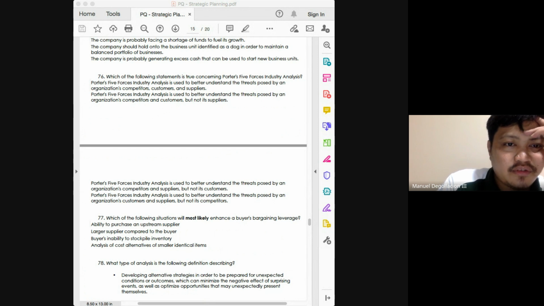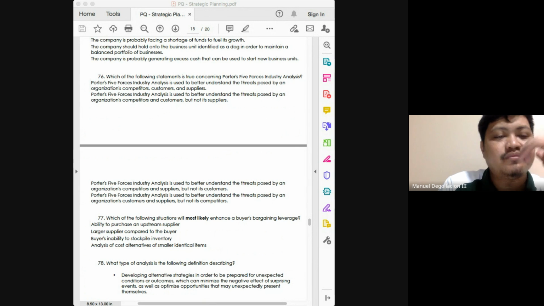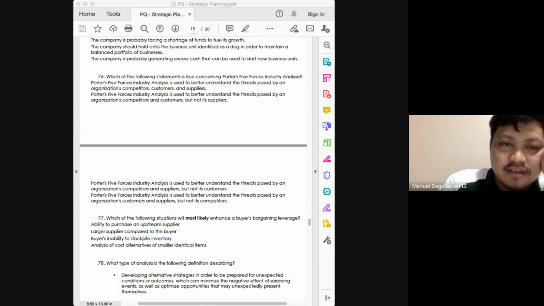Okay, so the factors that are considered in Porter's five forces would be the threat of new entrants, the threat of substitute products, the threat of rivalry among competitors, the threat from the bargaining power of customers, and the threat from the bargaining power of suppliers. Okay, all those forces should be considered to assess the threat that is faced by the company.